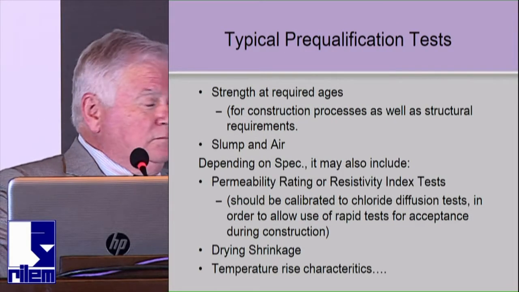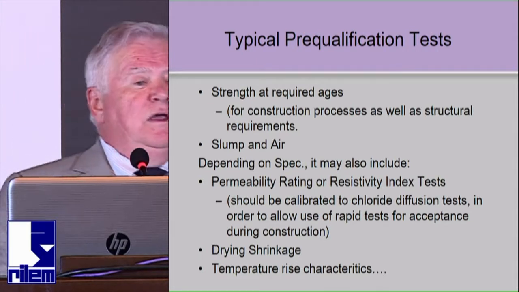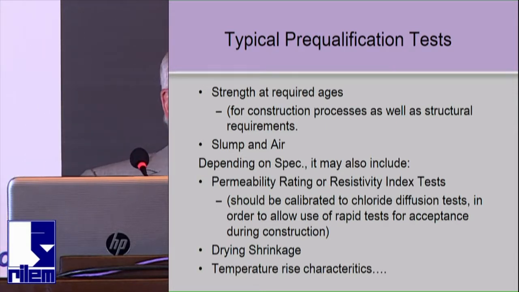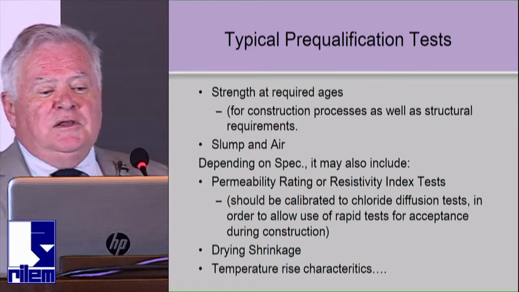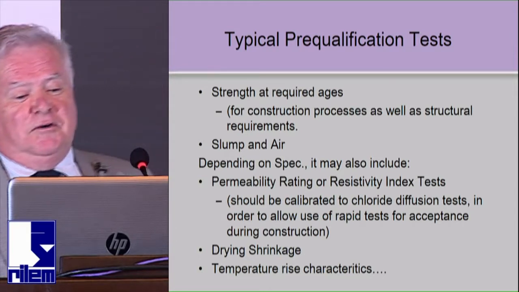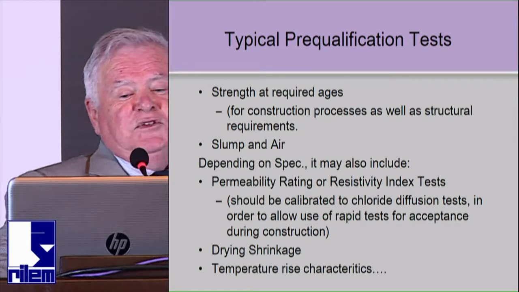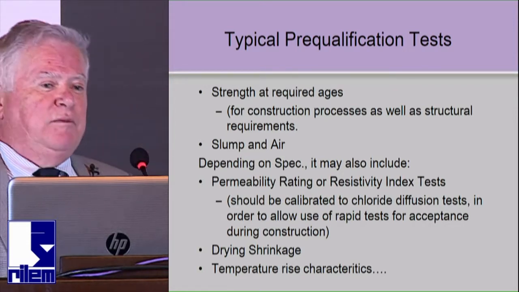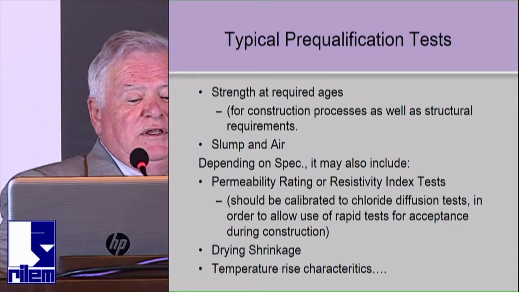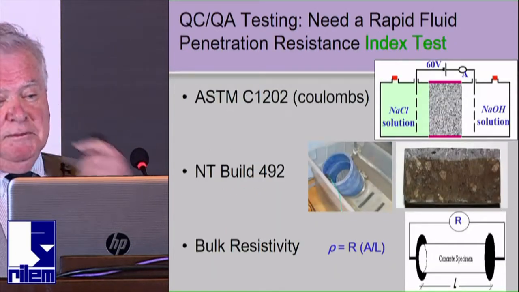So typically, pre-qualification tests would be strength at various ages, because it's not just 28-day strength. Contractors often have construction schedule issues based on when they can strip the forms, when they can remove reshoring on suspended slabs, and so they have other requirements besides the specified strength that the owner specifies. Workability issues. So if it's a durability issue, you need some sort of a permeability index or penetration-related index to predict durability, drying shrinkage measurements, etc., temperature rise characteristics. So those are things that could be evaluated.